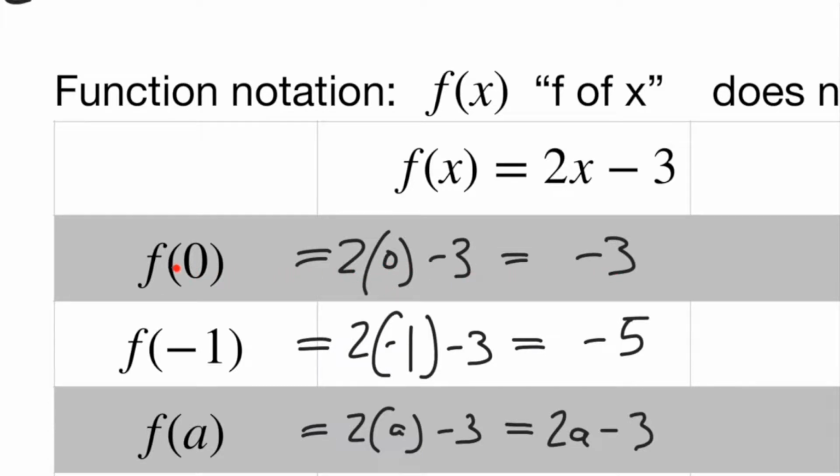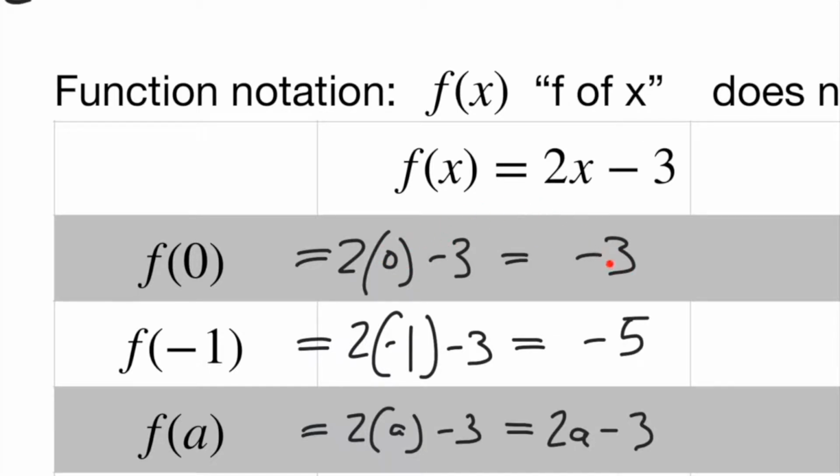Okay, so what I did was I know the name of this function is f. I know that the input is 0, and I know from the definition here, I'm going to take the input, multiply by 2, and subtract 3. So that's exactly what I did. I took the input, 0, multiplied by 2, subtracted 3, and I got -3. That's the output. 0 goes to -3.